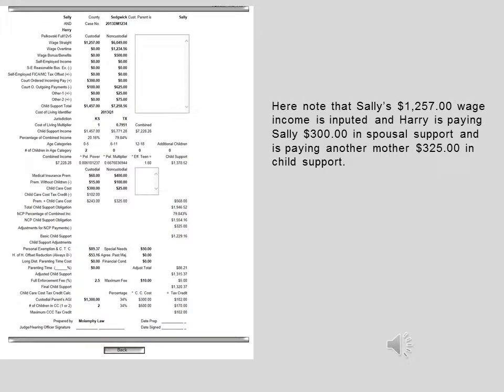Here, note that Sally's $1,257 wage income is inputted, and Harry is paying Sally $300 in spousal support and is paying another mother $325 in child support.